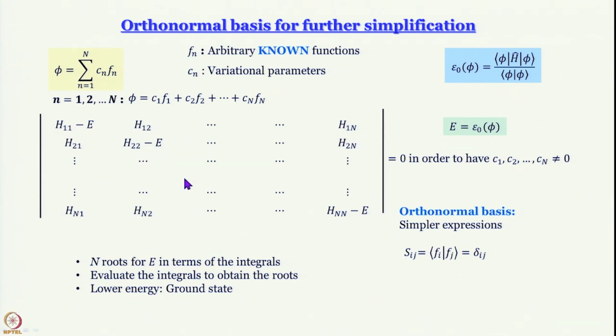Okay. So, this is what you get: H11 minus E, H12, H13, and so on until H1n. Then when you go down, H21, and so on until Hn1, with diagonal elements Hii minus E. That is what you get, and then already the expression has become simpler.